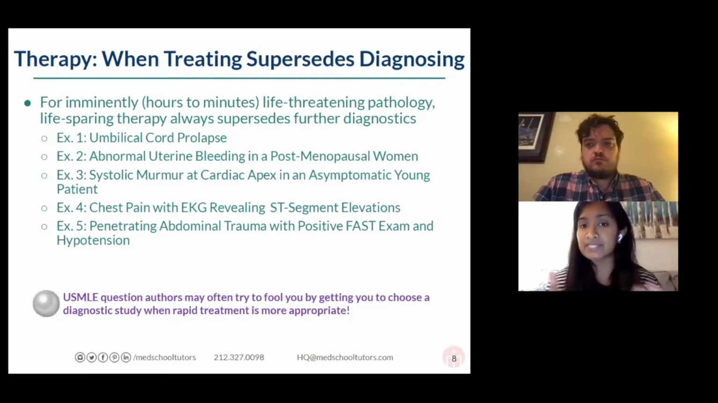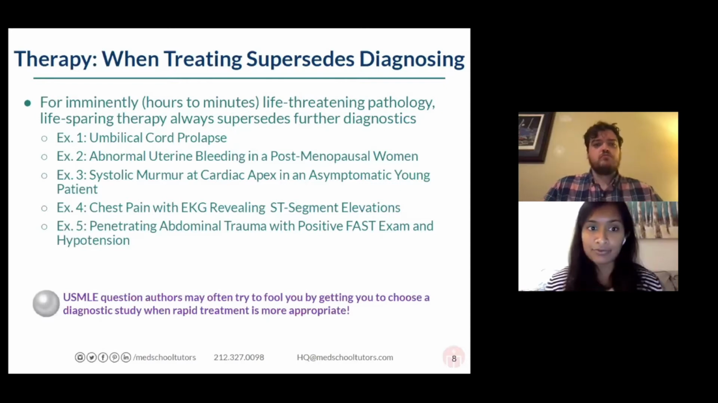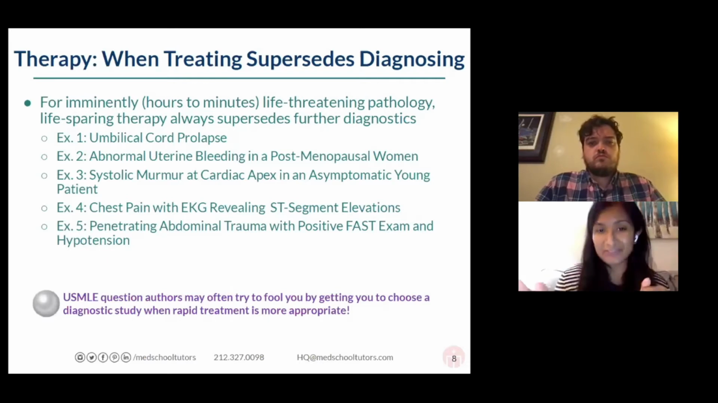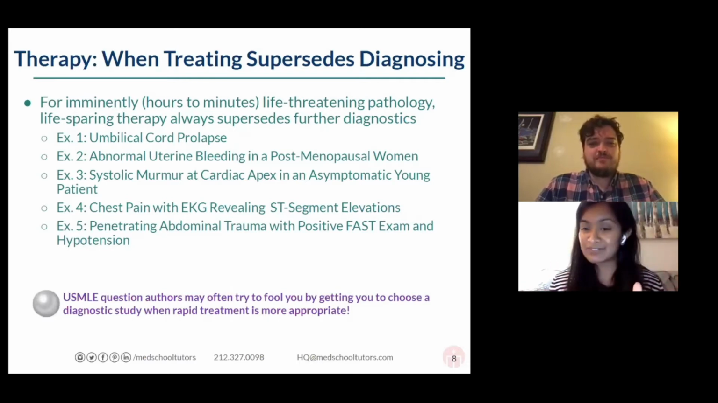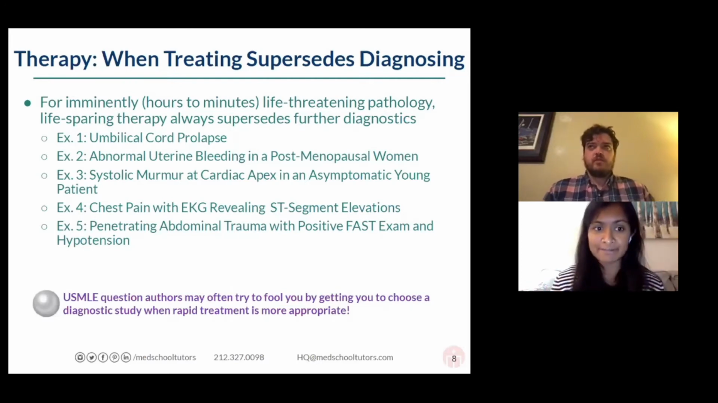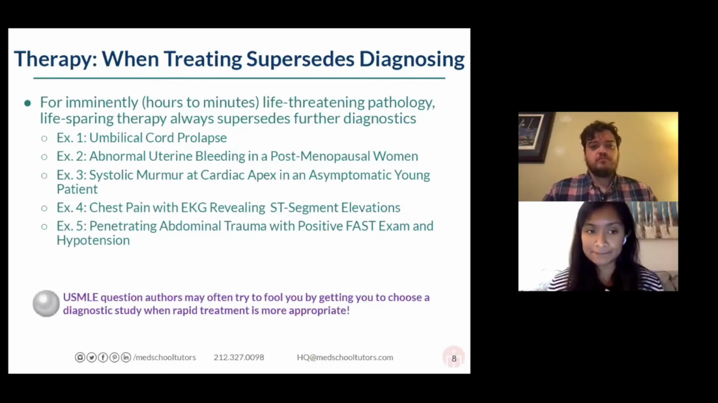So going through some examples, we'll talk about which of these are more urgent and which are a little less so. As you look through some of these, I'll tell you more than one of these are non-urgent. So if you see any that look non-urgent to you, please feel free to throw in the chat which ones you think are urgent and which are non-urgent, right? I'll start with the first one, umbilical cord prolapse.